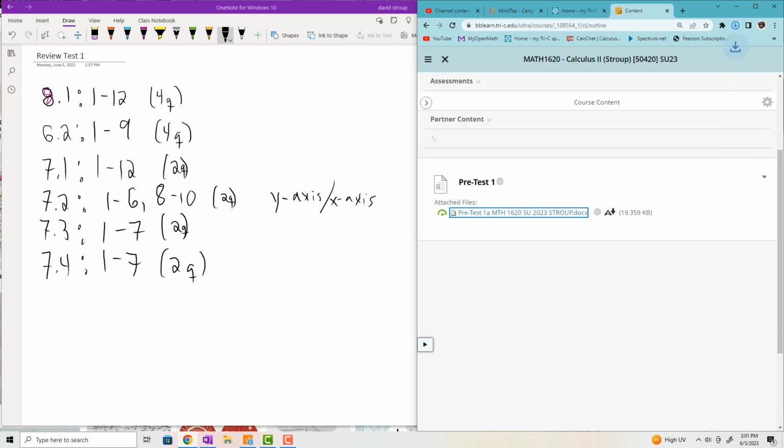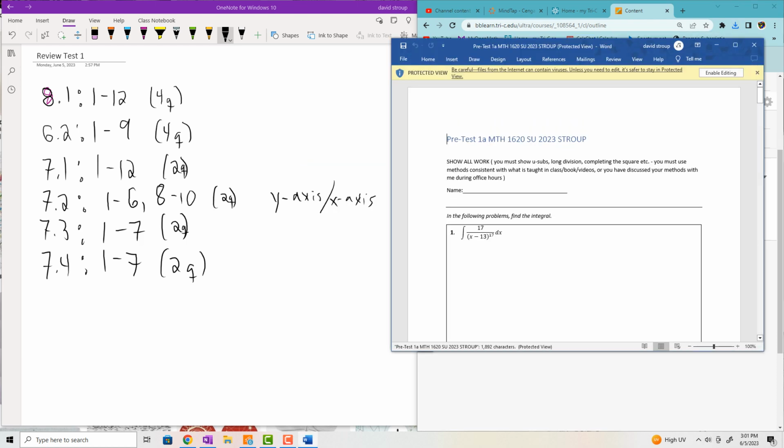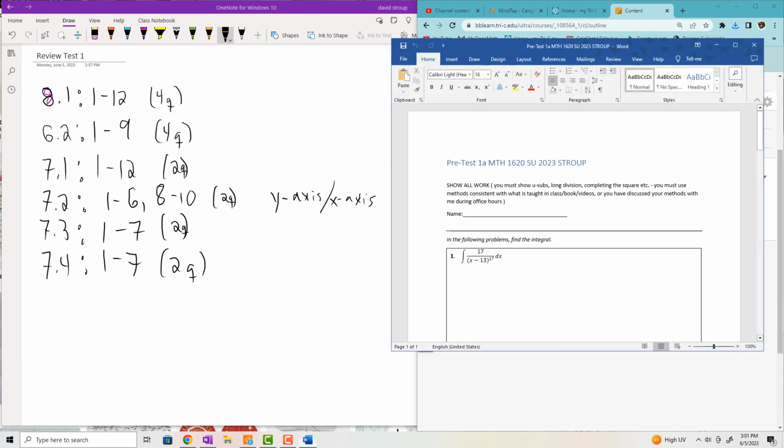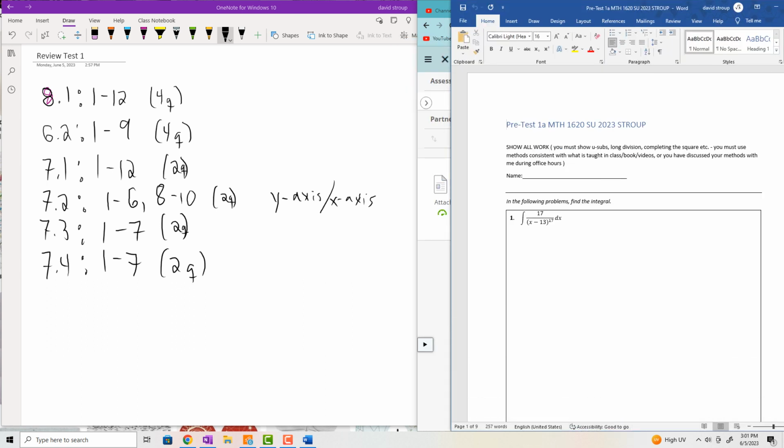There you see our first pretest, and it's downloading. I want to open it up. It's in Microsoft Word, so you can open that up. If not, send me an email and I'll send it out to you.